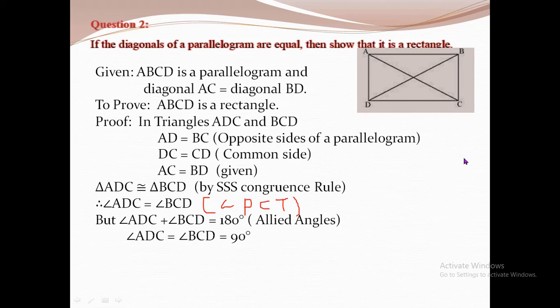Those who are unable to note down in the timing, you can take a screenshot also because the whole problem is there on the screen now. Right. I am going to the next one now. ABCD is a rectangle, that is proved.